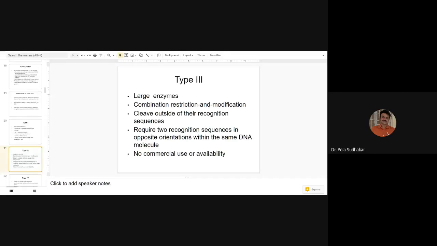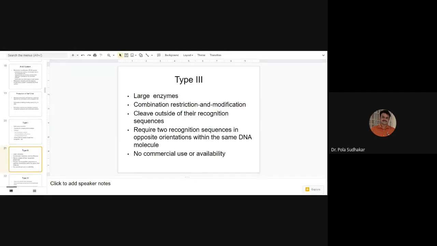Type 3 enzymes. I will explain type 2 later, because type 2 enzymes are the most widely used enzymes in the genetic engineering process. First I want to explain type 3 and type 4. Later I will explain type 2.